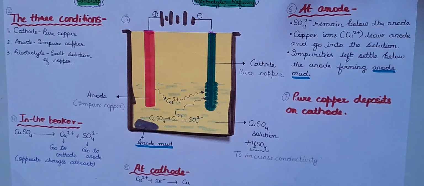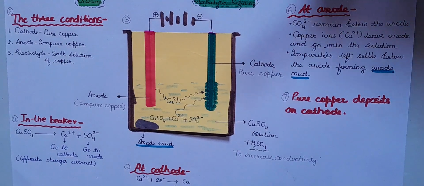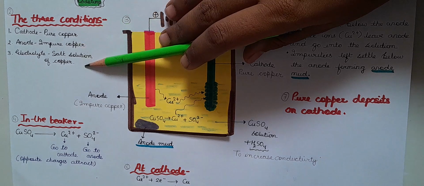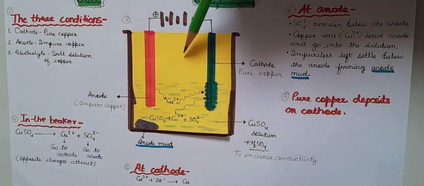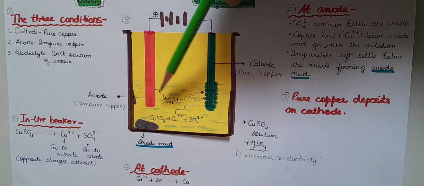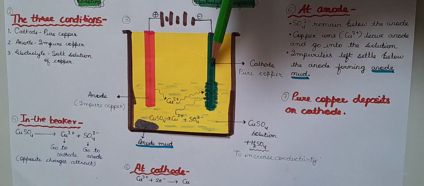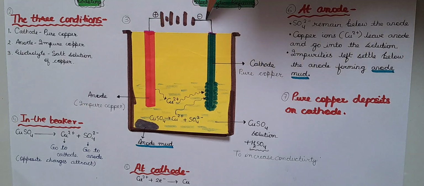Now let us understand what happens in the electrolytic refining step by step. As we have understood the three conditions, let us understand what happens in the beaker. Now the beaker is ready, or the container is ready. We have filled it with the electrolyte. We have the cathode and anode ready, connected with the battery.